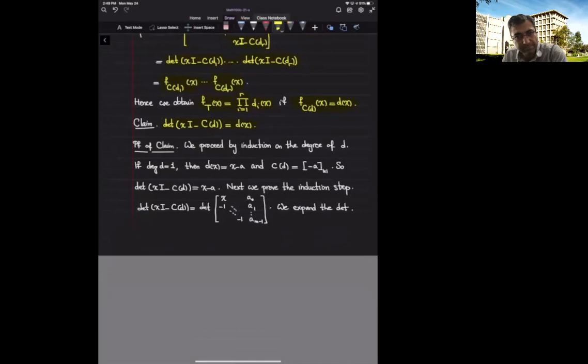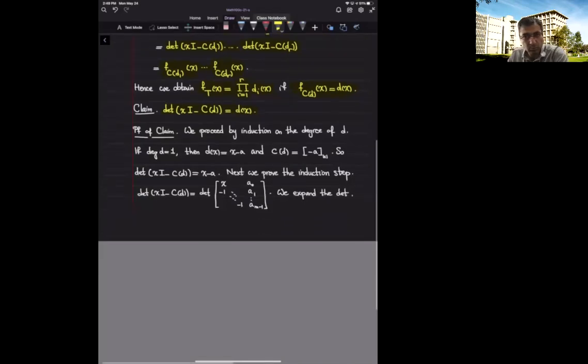We are going to proceed by induction on the degree of the polynomial. If the degree is 1, then the polynomial is simply x minus a, and that means the companion matrix is just a 1 by 1 matrix, simply minus a, and that implies that the determinant of xI minus this companion matrix is x minus a, so there is nothing to prove here. Now we proceed to the induction step.